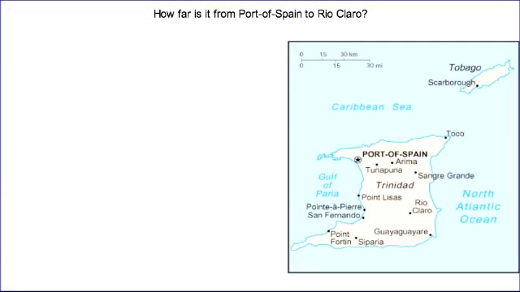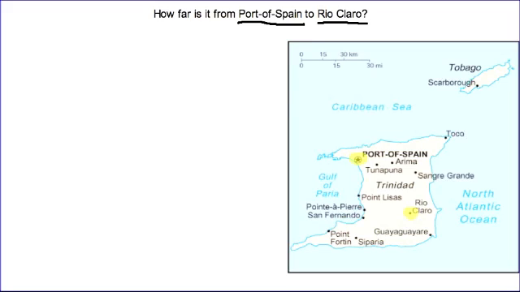Okay, in this video we're going to explore how to use a map to determine the actual distance between two places. In this particular case, we're trying to find how far it is from Port of Spain to Rio Claro. On the map, we'll indicate where those are. Here's Port of Spain over here, and here's Rio Claro over there.